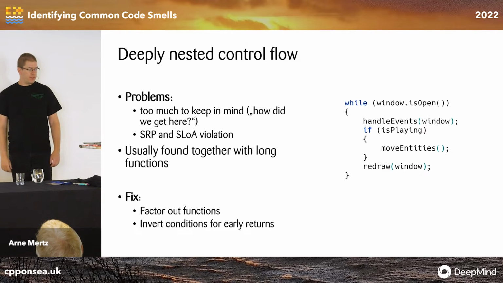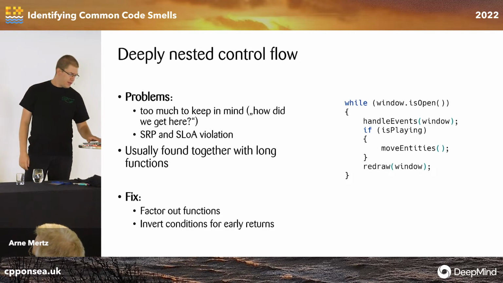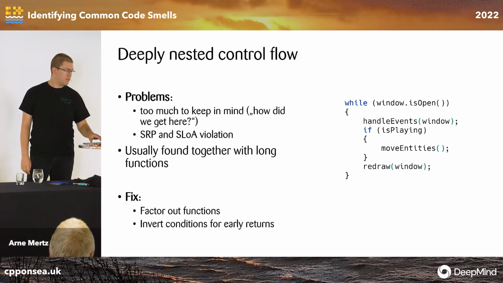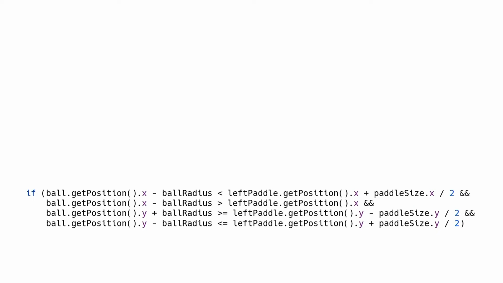So somewhere inside, I think it's what then would be the move entities part. Somewhere inside this big loop in the example, we have this beauty. And we have 2 or 3 or 4 of these. So if the position dot x, so the x coordinate of the position minus the ball radius is less than the left pedal, and so on and so forth. I won't bore you with the details right now because you will see them on the screen in a second.